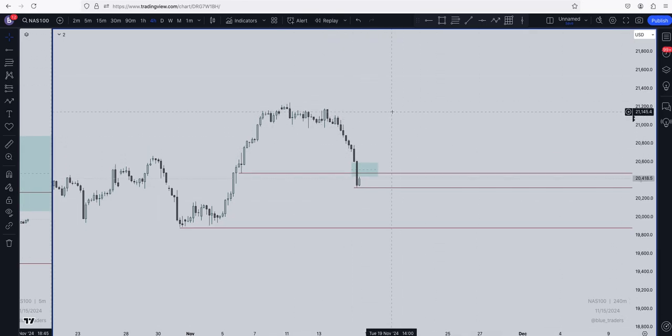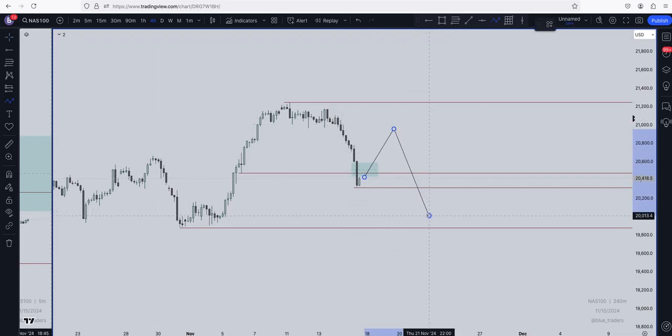So this is my bias getting into the week. I want to see this fair value gap being respected. I don't have any interest up here. If price trades back up here, I just want to see this get taken out, because there's no more source here. I'm not trying to see price action like this. That's not what I want to trade.